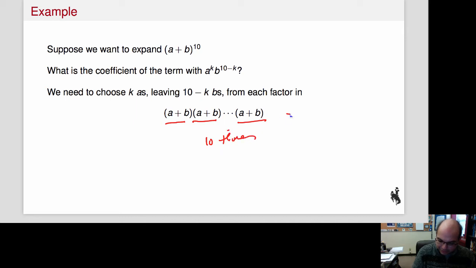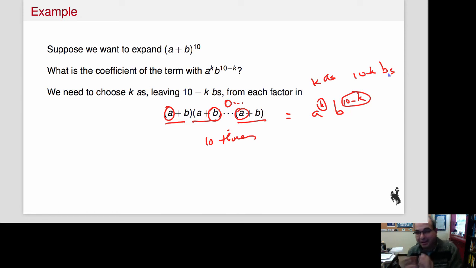And in order to get a term that has a to the k, b to the 10 minus k, right? What I have to do is pick an a, pick a b, pick an a, and so on, right? And eventually pick an a. I need to pick k a's, okay? And that means that I need to pick 10 minus k b's, right? That's just, if I don't pick an a, I have to pick a b.